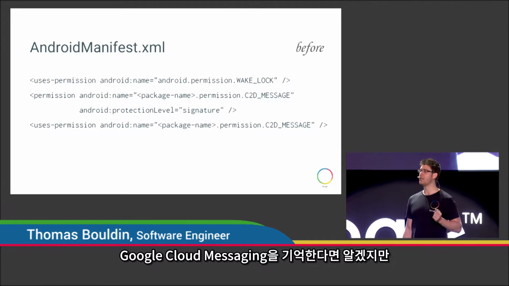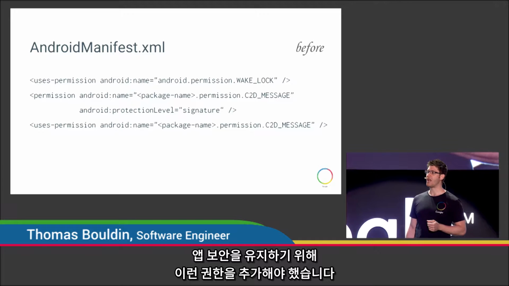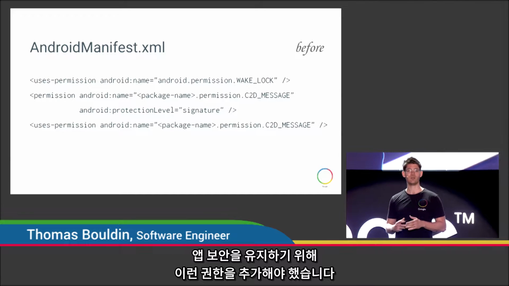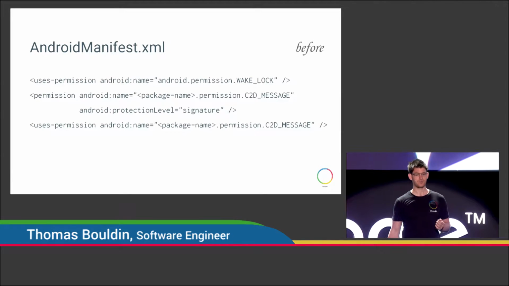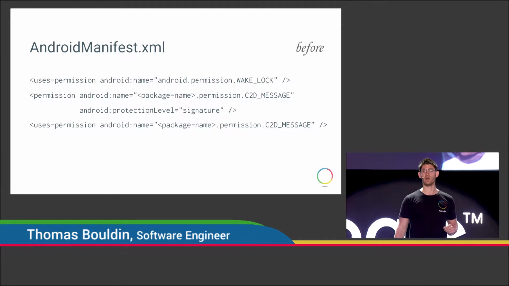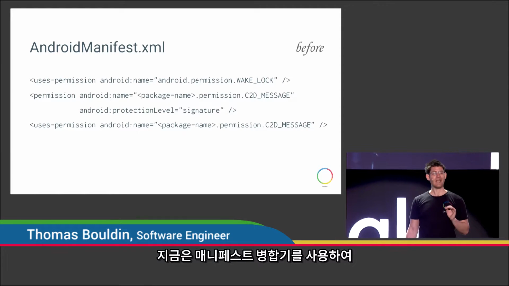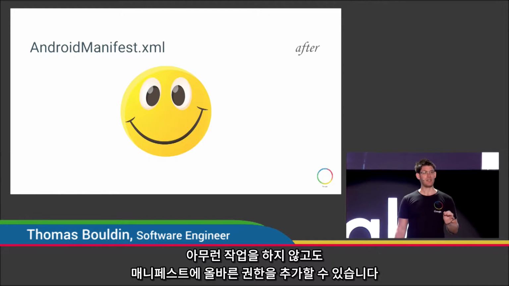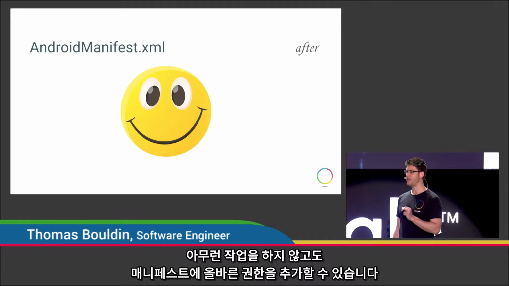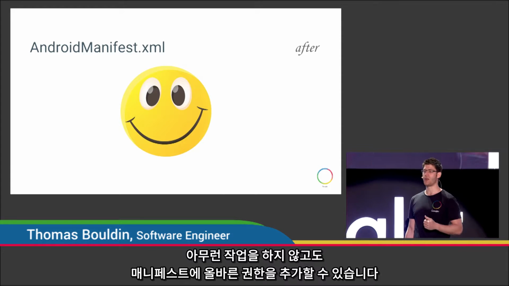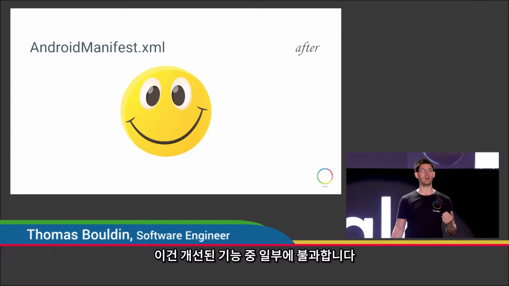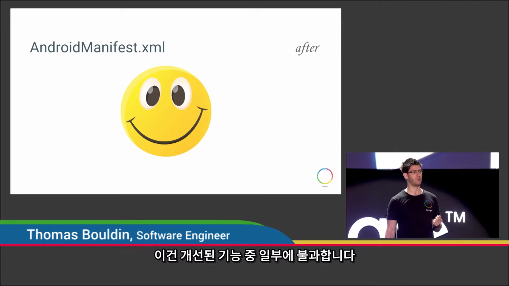If you remember Google Cloud Messaging, you may remember having to add these permissions to make sure that your app is secure. You don't have to do that anymore. See, we now use the manifest merger to make sure that the correct permissions are added to your manifest without you having to do any work. And this is just one of the things that we've made to improve the experience.